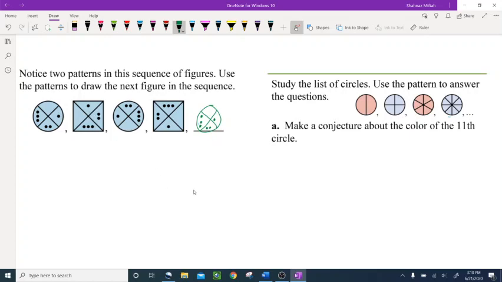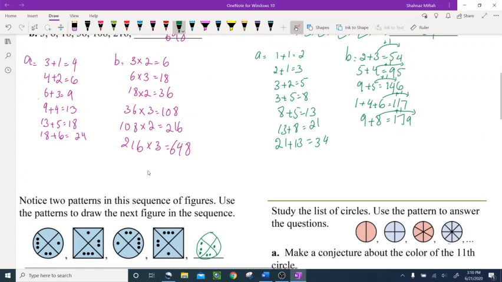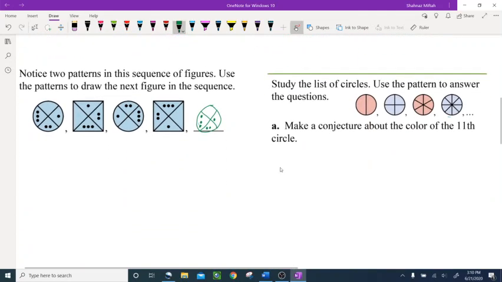Okay, let's try this one. Study the list of circles. Use the pattern to answer the question. This is part A of it. Then again, they said make a conjecture about the color of the 11th circle. What is the color of the 11th circle? I don't know. Let's see.